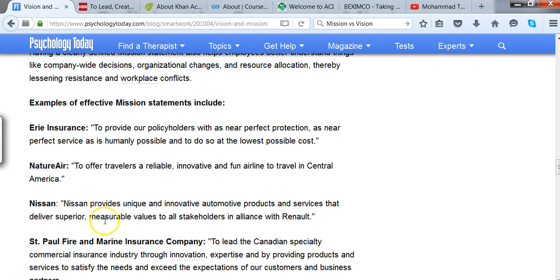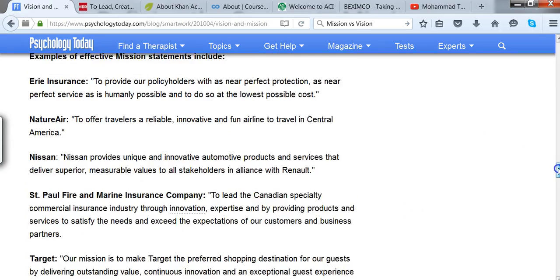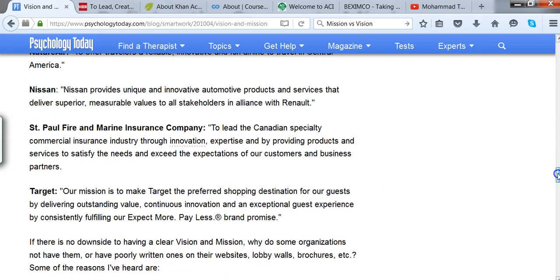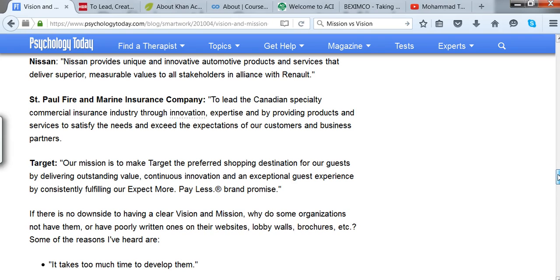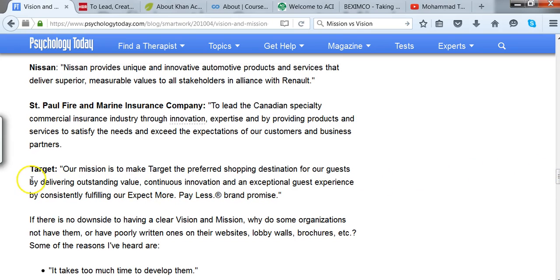Nissan also provides the same type of statement, and I leave that to you. You have Nissan, St. Paul Fire and Marine Insurance Company, and Target, one of the famous retail stores in the USA, and you will find their mission statements. Please pause this video and try to explain how they distinguish between these three parts of the mission statement: what, how, and for whom.